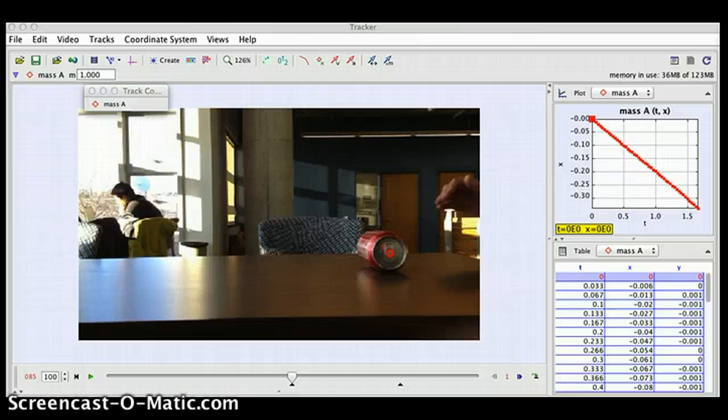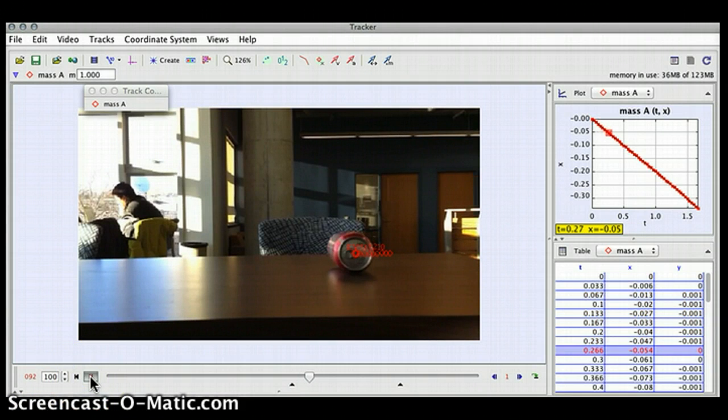My video begins at frame 85 and ends about 1.67 seconds later. The reason that my video begins at frame 85 is simply because the initial velocity of my can of Coke at the beginning of the video was zero until my hand interacted with the Coke. Here's the video.